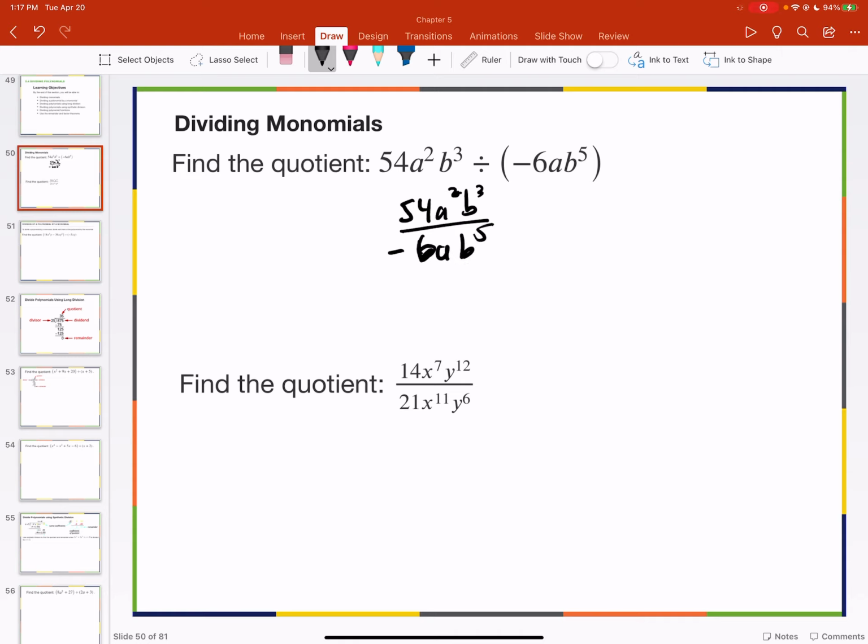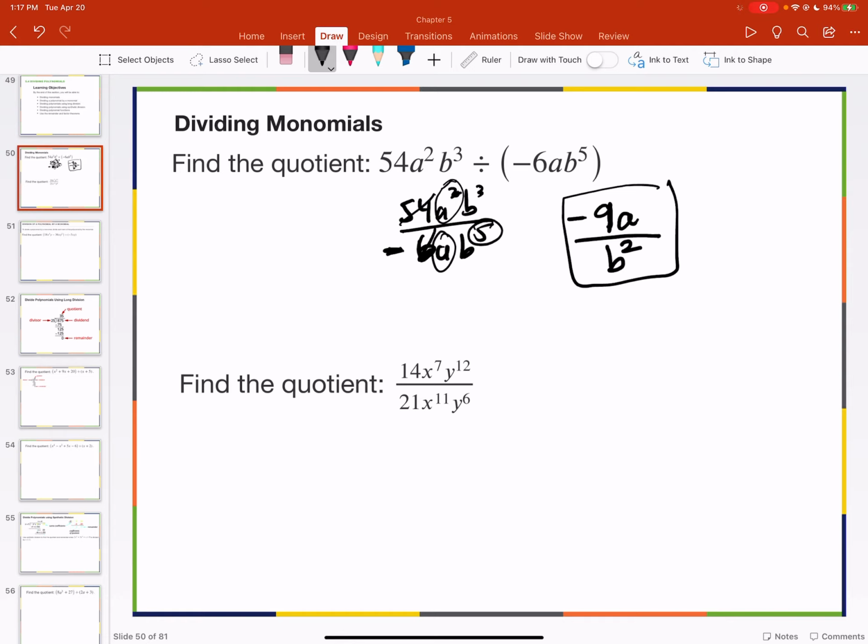See here, 54a squared b cubed is divided by 6ab to the fifth power. So 54 divided by 6 is negative 9. Then you have a squared over a, so 2 minus 1, that's just a. And then b cubed over b to the fifth, 5 minus 3 is 2, but since the larger number is in the denominator, b squared stays in the denominator. So that's it.